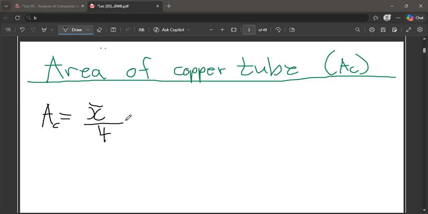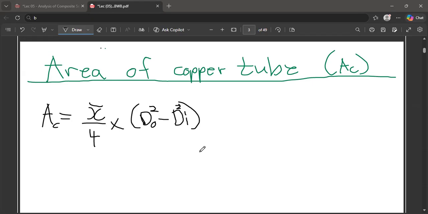This. Or let me say all of this multiplying, let me put this into brackets, the Do minus what? The Di. Or let me say better still, this one squared and also this one squared. So this is the formula that we are going to be using to calculate for it.